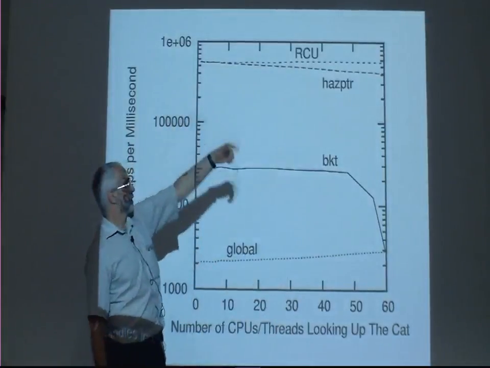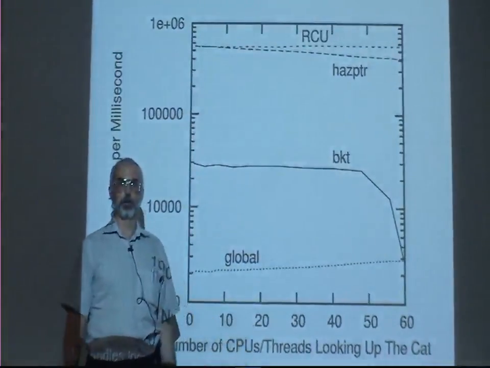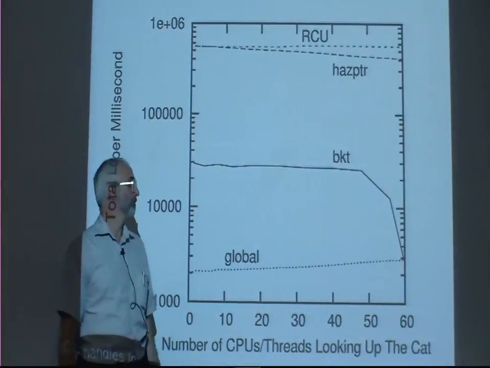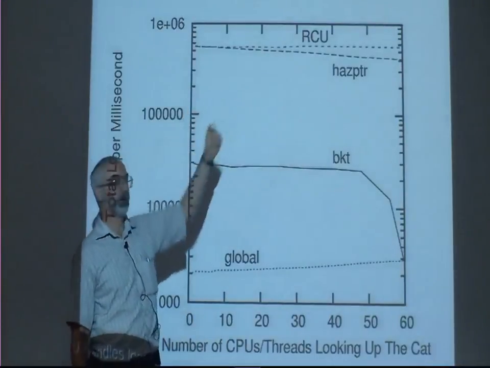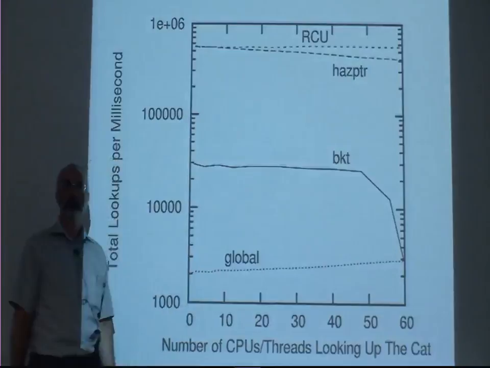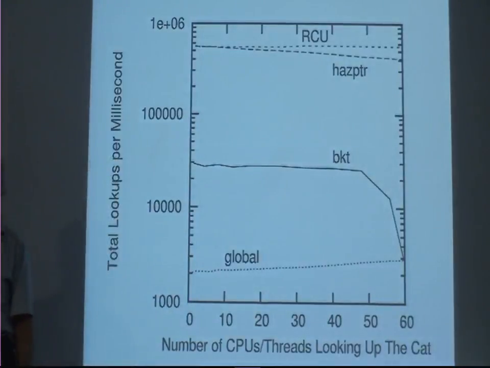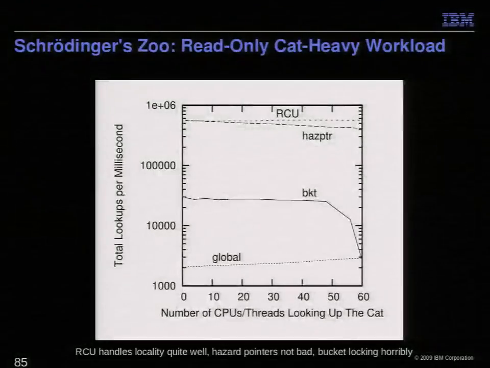Well, RCU just goes flat, doesn't even notice. It can't tell the difference between looking up the cat or looking up randomly. Hazard pointers drops off slightly, and that's because hazard pointers requires memory barriers on the read side. And as the CPUs are accessing overlapping data, the CPU has to be more careful about the memory barriers, and it takes a little more overhead.